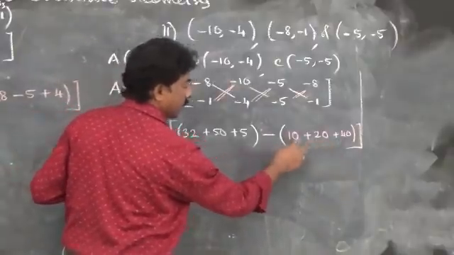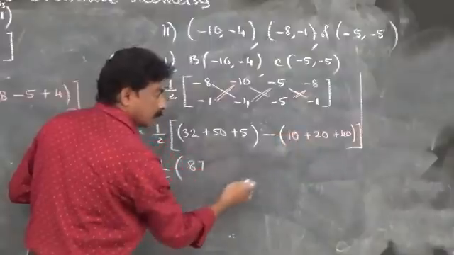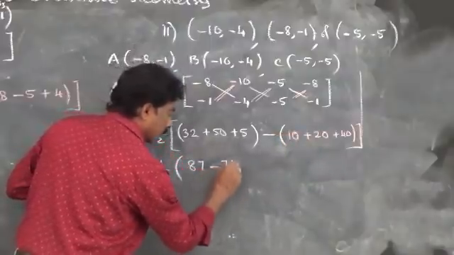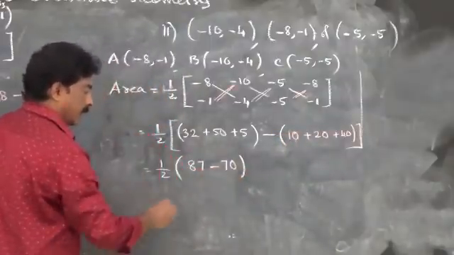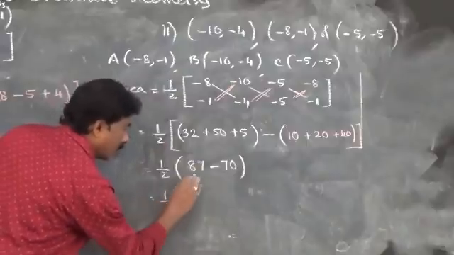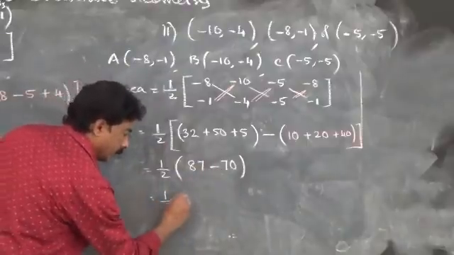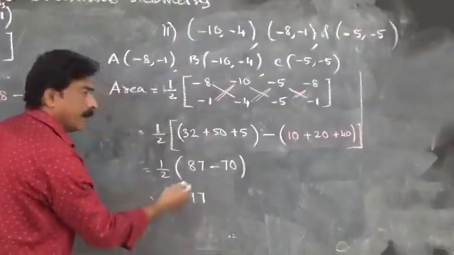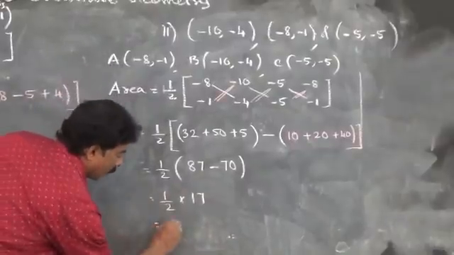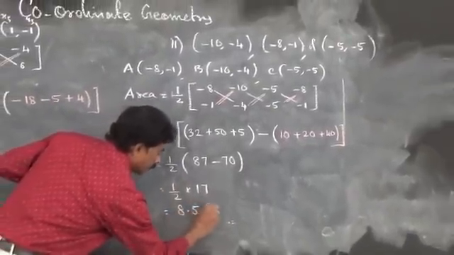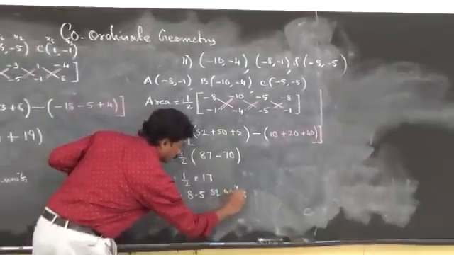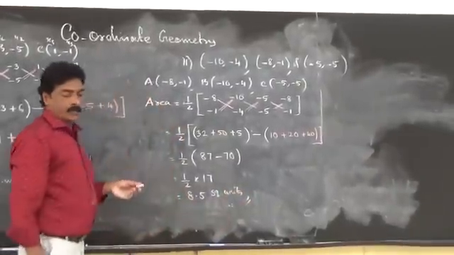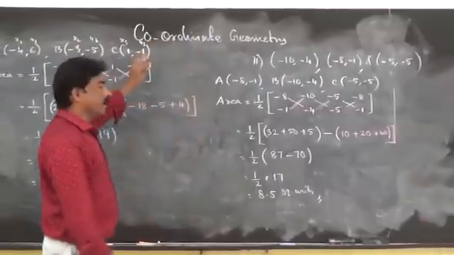And this is 60 plus 10, 70, and with the minus it becomes minus 70. When you subtract, 1 by 2, 87 minus 70 is 17. So when you divide, it is 8.5 square units. Area we always represent in square units. So this is how to find the area of a triangle.